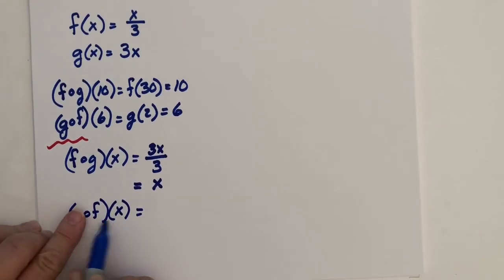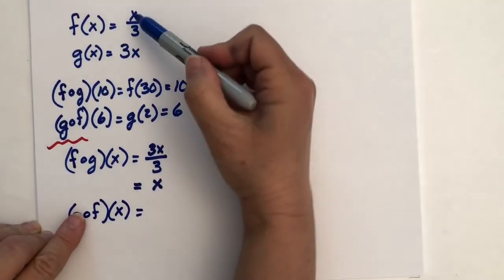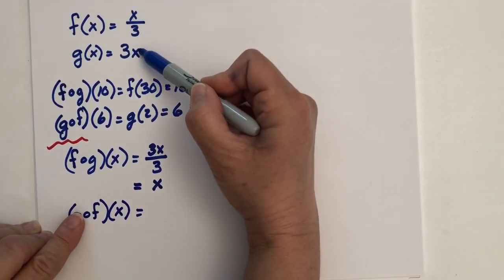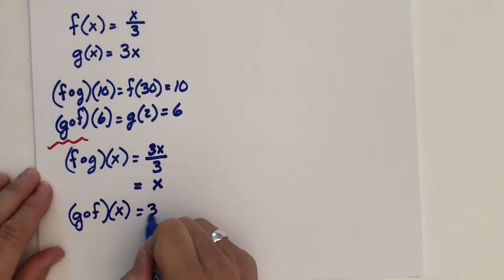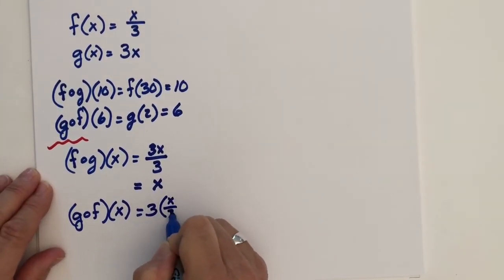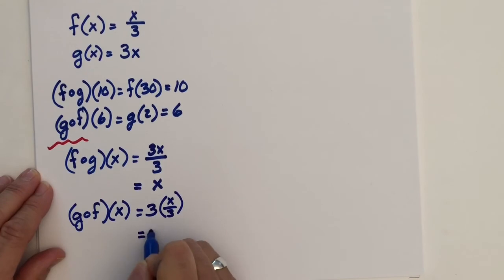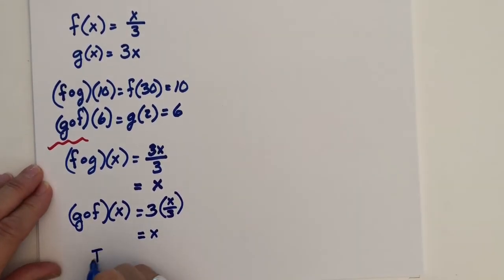So this time the f function gets put into the g function. So x over 3 is popped in right here. So 3 times x over 3. And again, the 3's cancel, and we end up with x. So they are, in fact, inverses of each other.